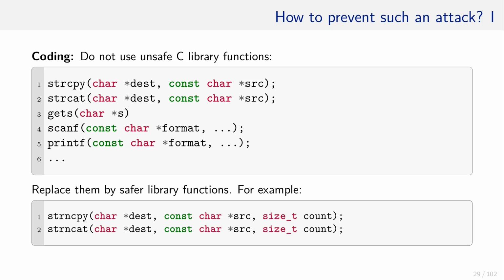We saw how to cause a buffer overflow in the previous session, but how do we prevent such a buffer overflow, potentially opening the door for attacks? First, do not use unsafe C library functions. Many of those have safe alternatives. For instance, for string copy, the alternative is strncpy, which allows you to set the maximum number of characters to be copied in the count parameter, mitigating buffer overflows.